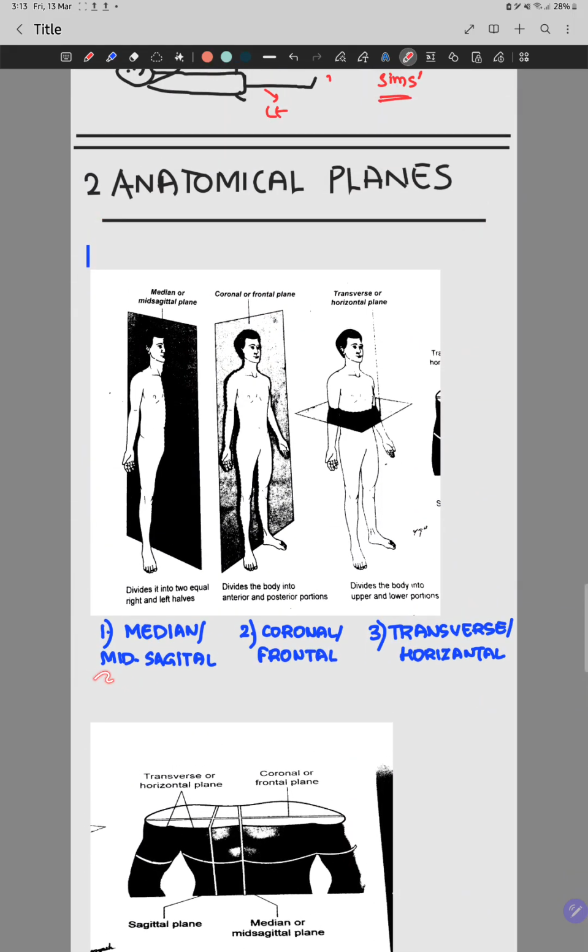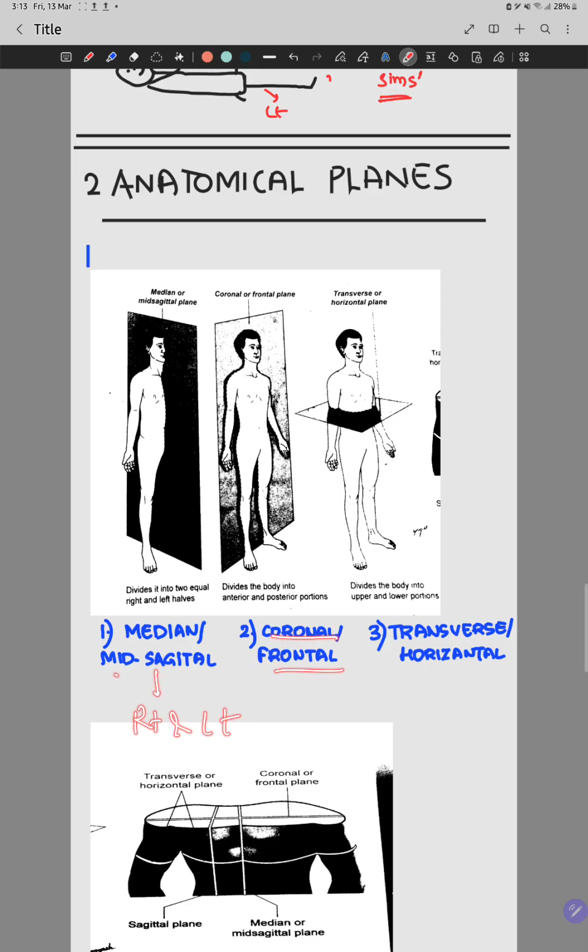Coming to the anatomical planes, the median or mid-sagittal plane, understand this one. The median or mid-sagittal plane is the one that passes through here and divides our body into right and left equal halves. This is the right equal half and the other side is the left. Median means always from the midline. Remember this: mid-sagittal plane, that is right and left.